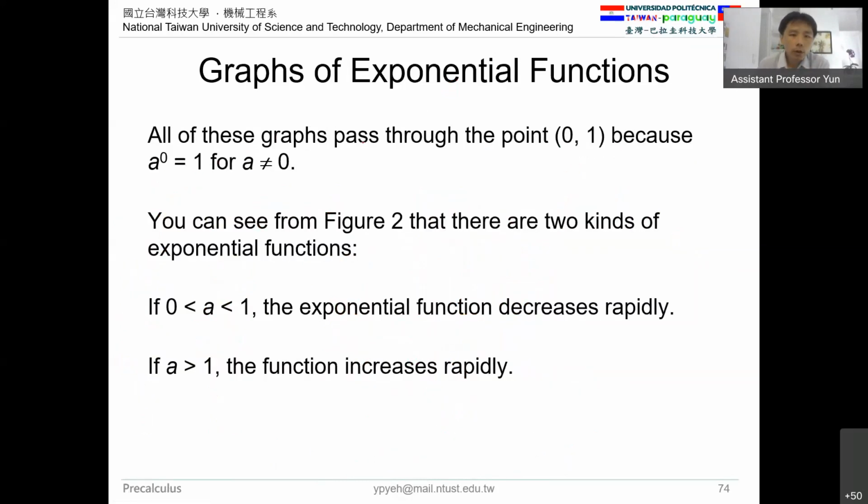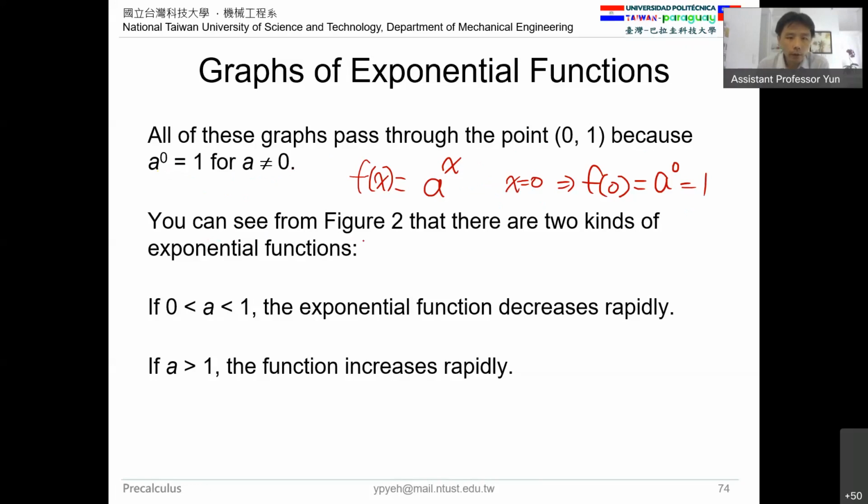So all these graphs pass through this point of 0 and 1 here, since we know the function f of x was a to the power of x here, where we know that when x equal to 0, then f of 0 will equal to a of the 0, which will equal to 1. Okay. Okay, so because we know a of the 0 equal to 1 for a not equal to 0.